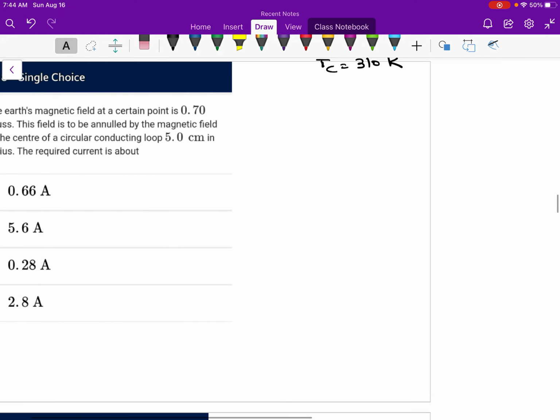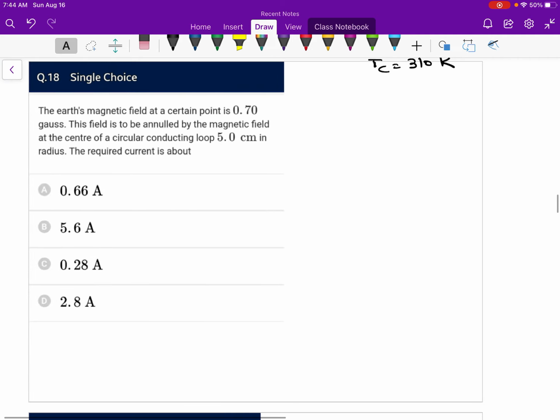The Earth's magnetic field at a certain point is this. The field is to be annulled by the magnetic field at the center. So this field is to be nullified by the magnetic field at the center of the coil. The required current is, so mu naught I by 2r. This is the magnetic field of the circular coil, which should be opposite to the direction of the Earth's magnetic field, which is B. So the required current I is 2Br upon mu naught.